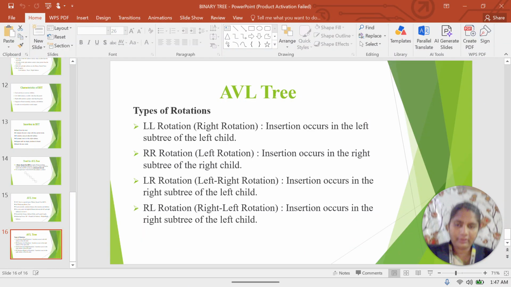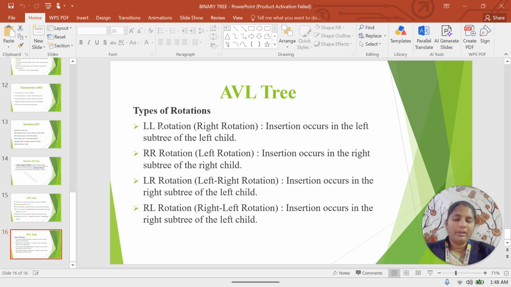Now we will see the definition. LL rotation means it will perform a right rotation, so the element moves in the right direction. Insertion occurred in the left subtree of the left child. In the first example, we have seen the LL direction. So that is the first one.